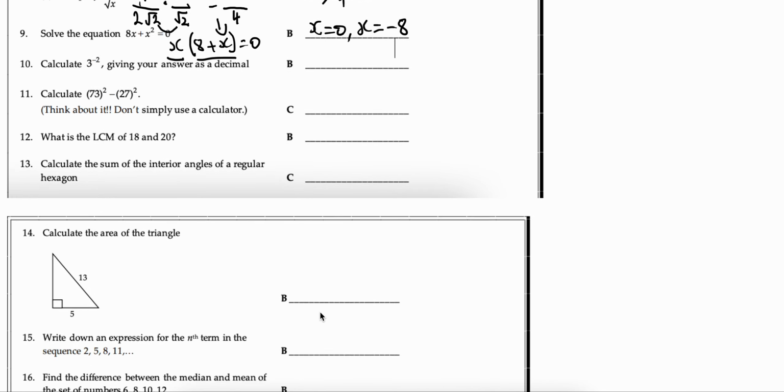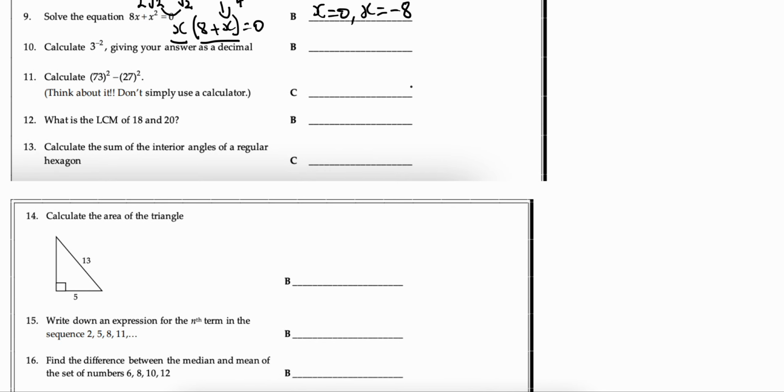Moving on to question 10. Calculate 3 to the minus 2. So 3 to the minus 2 is 1 over 3 to the 2. And 3 to the 2 is 3 squared, which is 9. So it's just 1 over 9. Writing that as a decimal is 0.1 recurring. You must have the recurring symbol.